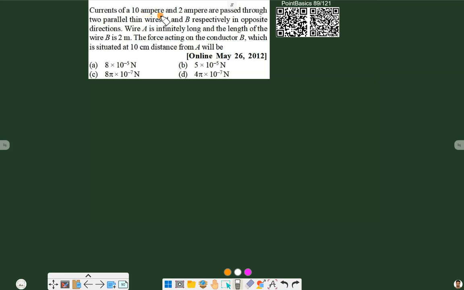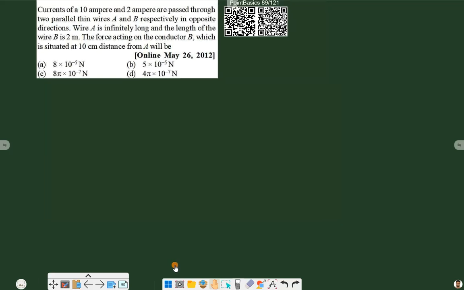Currents of 10 ampere and 2 ampere are passed through two parallel thin wires A and B respectively in opposite directions. As the currents are in opposite directions, they will repel each other. Wire A is infinitely long and the length of wire B is 2 meter. We have to find the force acting on the conductor B, which is situated at a 10 centimeter distance from A. So A here is infinitely long.